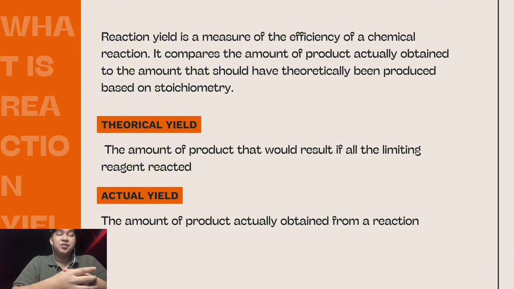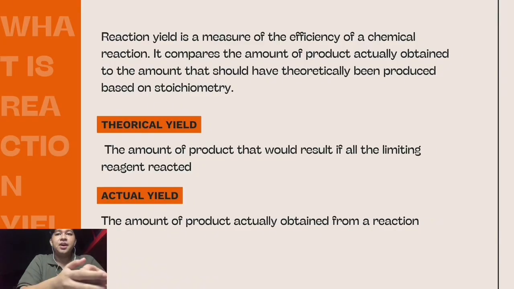So we use it based on stoichiometry. First we have two yields: first the theoretical yield, and second the actual yield. What is theoretical yield? Theoretical yield is the amount of product that should result if all the limiting reagent reacted. The actual yield is the amount that we get in the experiment.